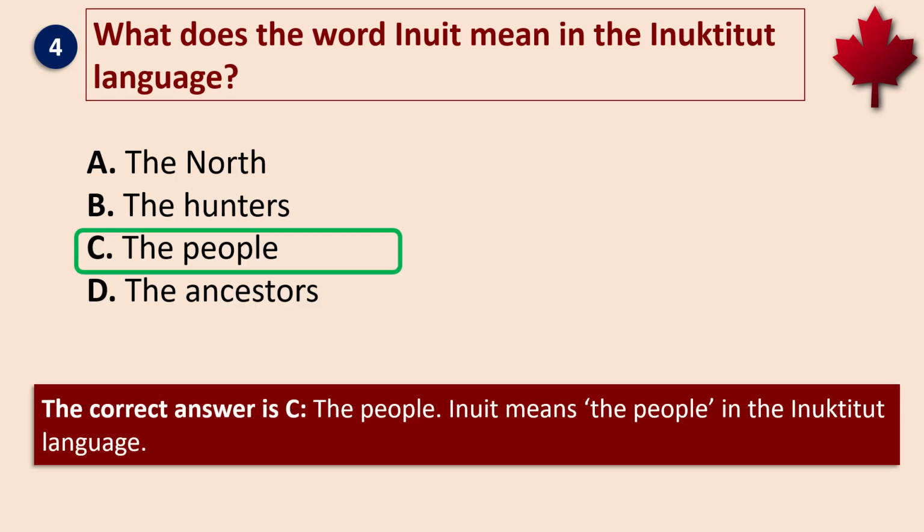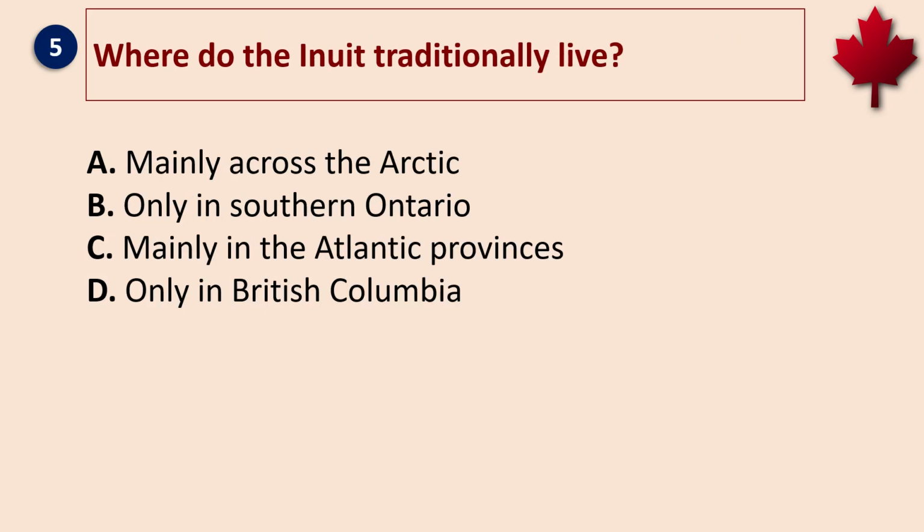The correct answer is C. The people. Inuit means the people in the Inuktitut language. Where do the Inuit traditionally live? A. Mainly across the Arctic. B. Only in southern Ontario. C. Mainly in the Atlantic provinces. D. Only in British Columbia.